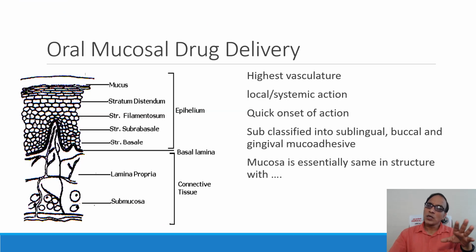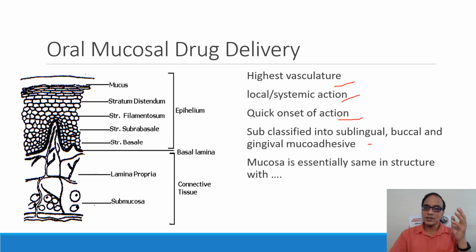Now let's see the oral mucosa. Oral mucosa has peculiar features like high vasculature and very good blood perfusion. As you can see in the sublingual area and the buccal mucosa, we can use it for local as well as systemic action. There is a quick onset of action, as you might have seen in emergency conditions, where nitroglycerin sublingual capsules are given. Quick action is there. It is subclassified into sublingual, buccal, and gingival mucoadhesive drug systems.